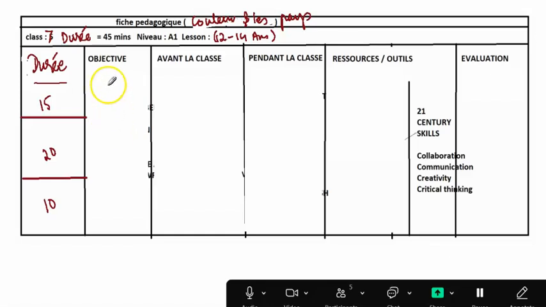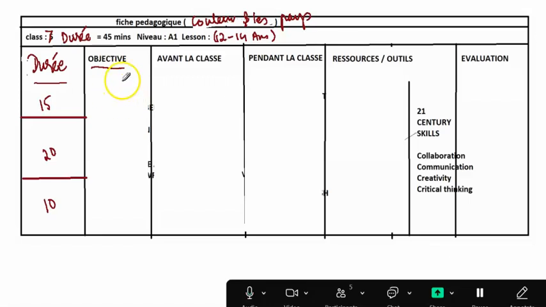Then what is the objective? Objective, you always have to start with the sentence: the student will be able to. Whatever verb you are going to use has to be a measurable verb. For example, we are talking about colors. So the student will be able to recite the colors, or the student will be able to identify the colors. We cannot say the student will be able to learn the colors.